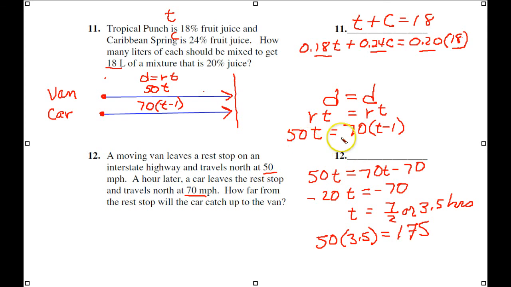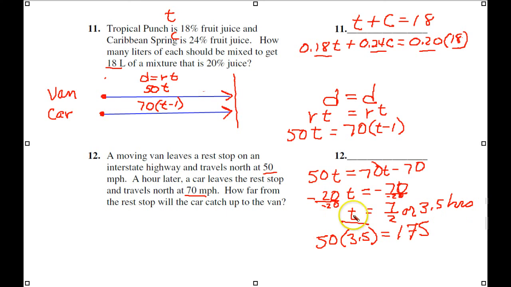So what do we do? Well, we have to distribute the 70, which we did. I transposed the 70t to the other side, it became a negative 70t. I end up with a negative 20t equals a negative 70, divided both sides by a negative 20 here. And then these just cancel out. I get a positive 7/2, or 3.5 hours. That's what my t is.